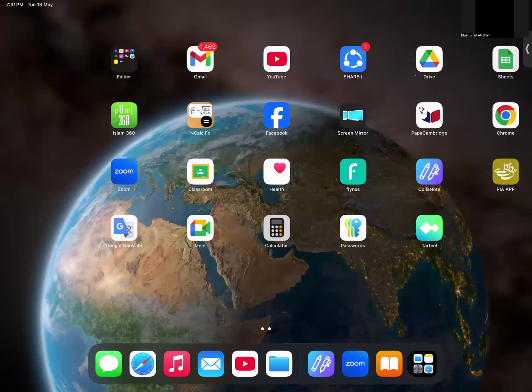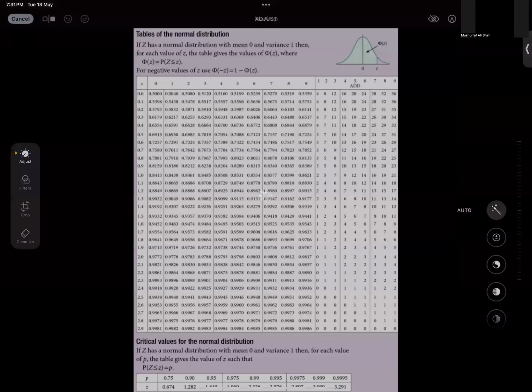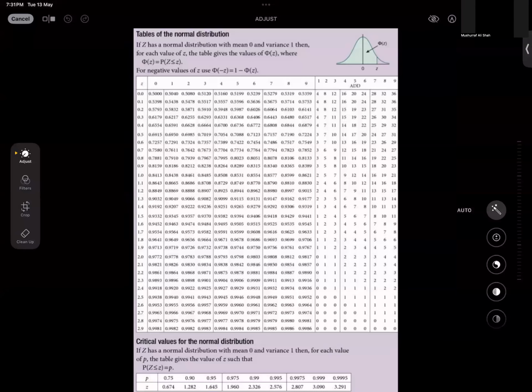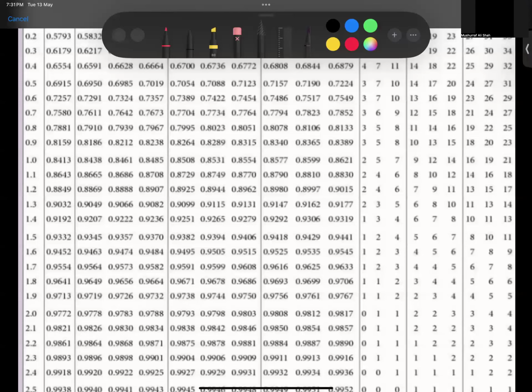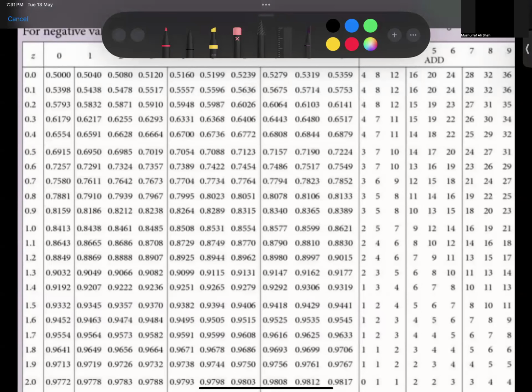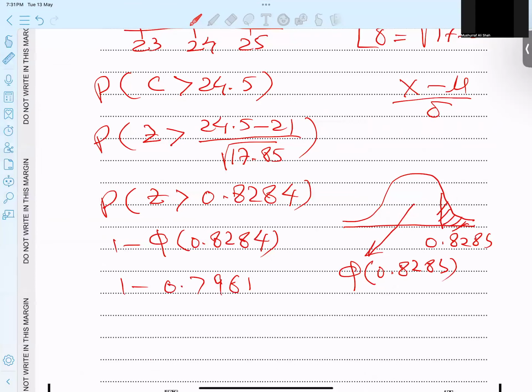What I'm looking for, students, is 0.8284. So 0.8 is this line, 0.82 is this number, and 8 is this number. So rounding to 3 decimal places, this is not needed. I got 0.7939 and then I add 22, I got 0.7961. So I got 0.7961 and 0.204 after rounding. I hope the concept is very clear and the question is over.